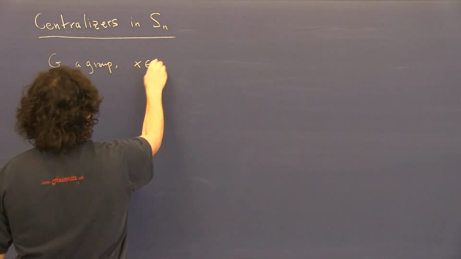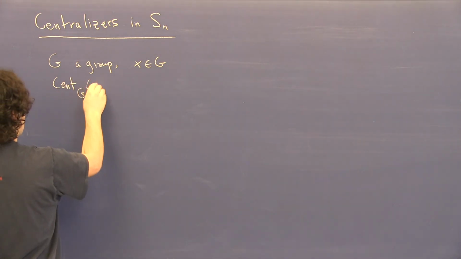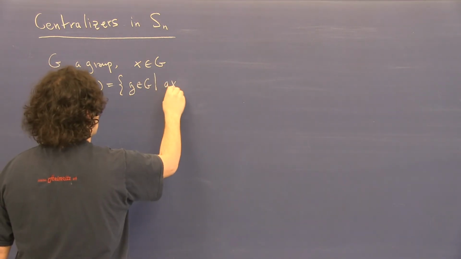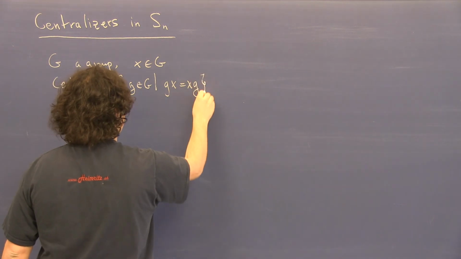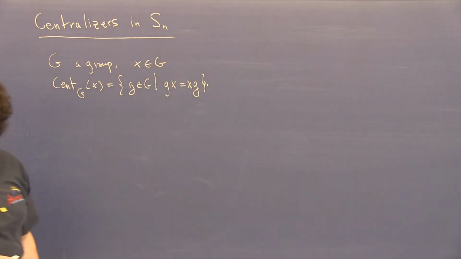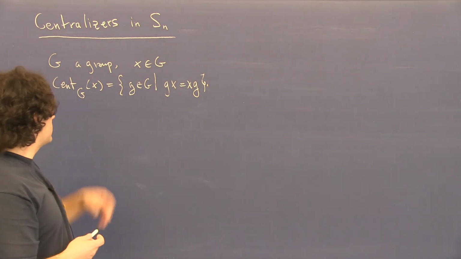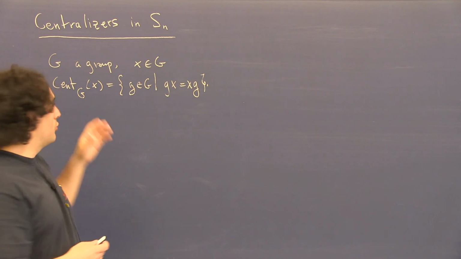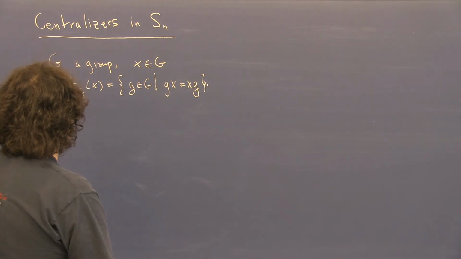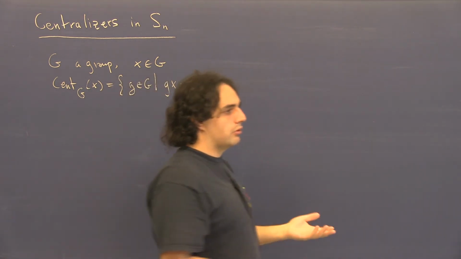So remember, if we have G a group and x in G, we have the centralizer in G of x. This is the set of all g in G such that gx equals xg. Or another way to say it, it's the g in G such that gxg inverse is equal to x. So we said that this is the stabilizer of x for the action of G on itself by conjugation.